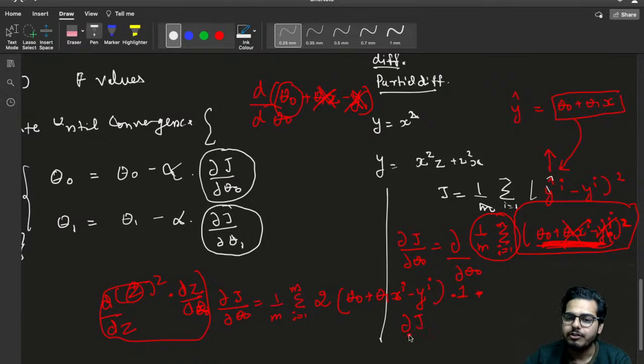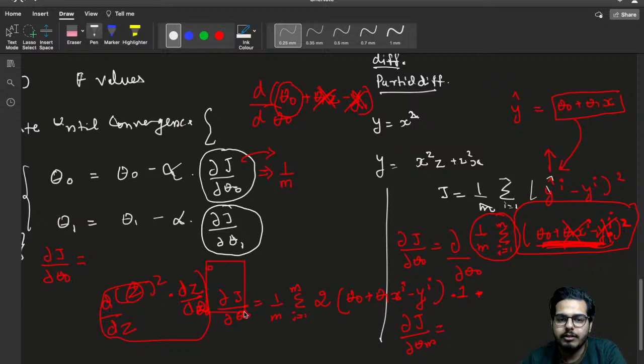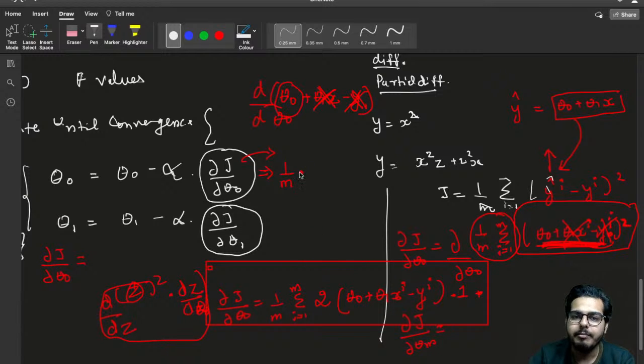So what is the derivative that you got? Let's write del j over del theta naught. It will be equal to 1 over m, and let's also write 2 outside, so 2 over m summation i goes from 1 to m. Now again, this term is a y hat, right? Because y hat is theta naught plus theta 1 x. So again you will write y hat i minus yi, and multiply by 1. So this is the derivative of del j divided by del theta naught.